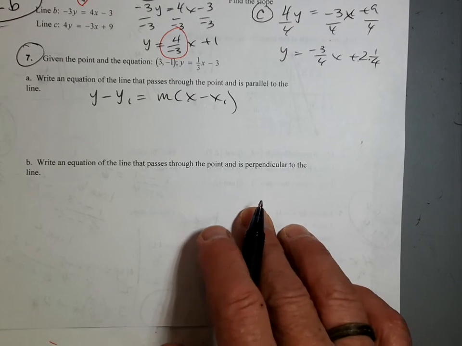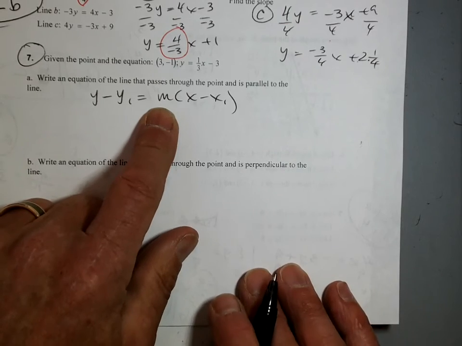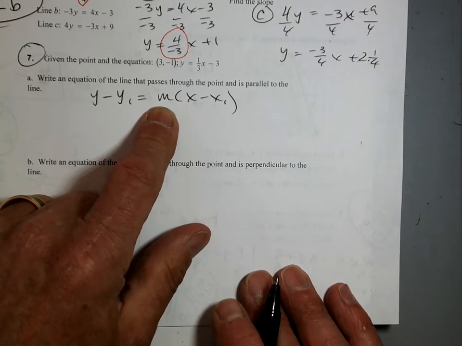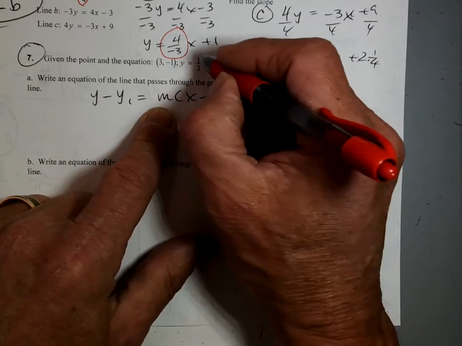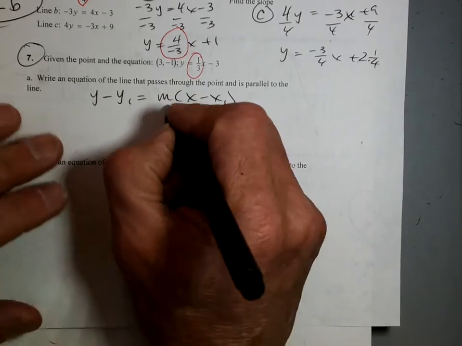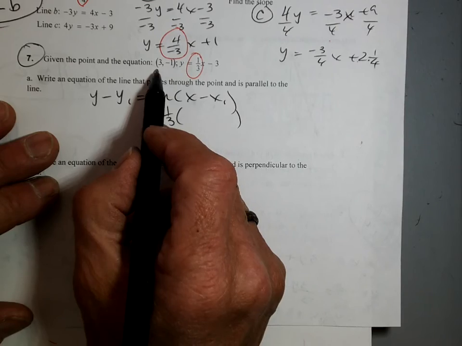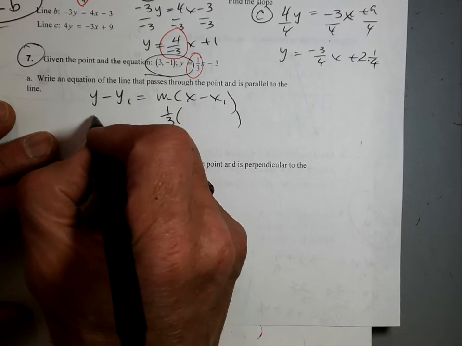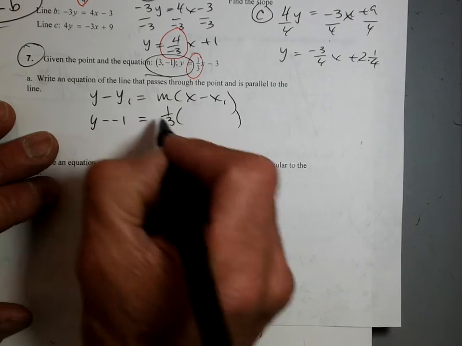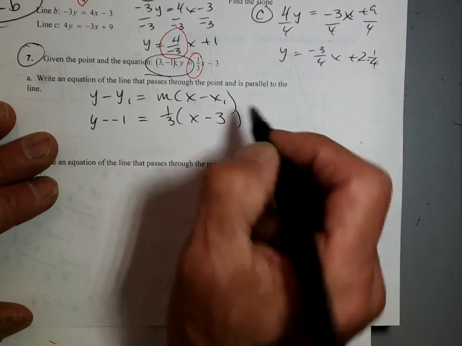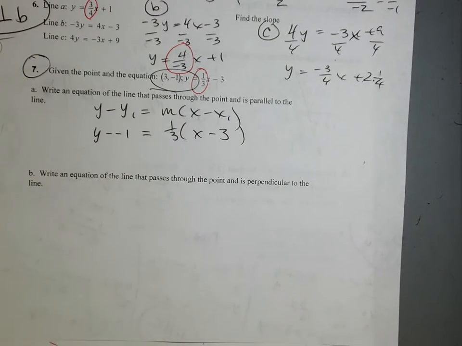So what's the slope? What's our slope? 1/3. Everybody agree? 1/3. Okay, here's my slope. And it's got to go through what point? That one right there. So I'm going to go y minus negative 1 equals 1/3 times x minus 3. So it's parallel, so it's going to have this slope. It's going to go through that point, right? There's my x. There's my y.